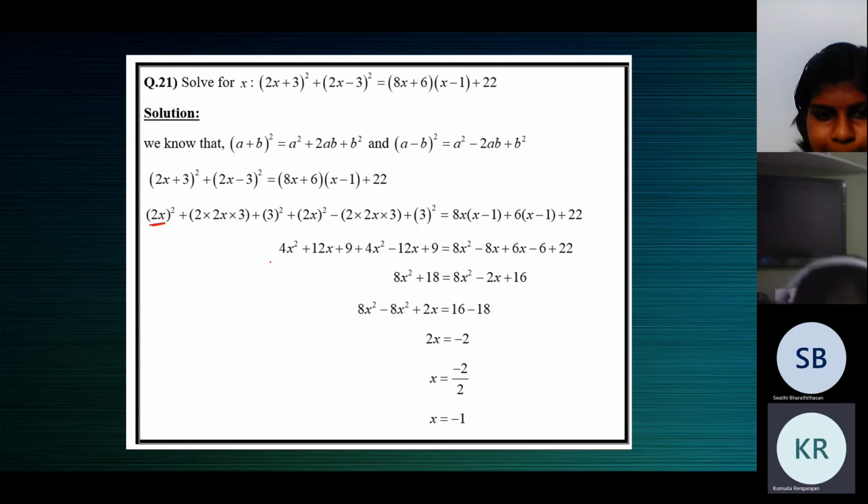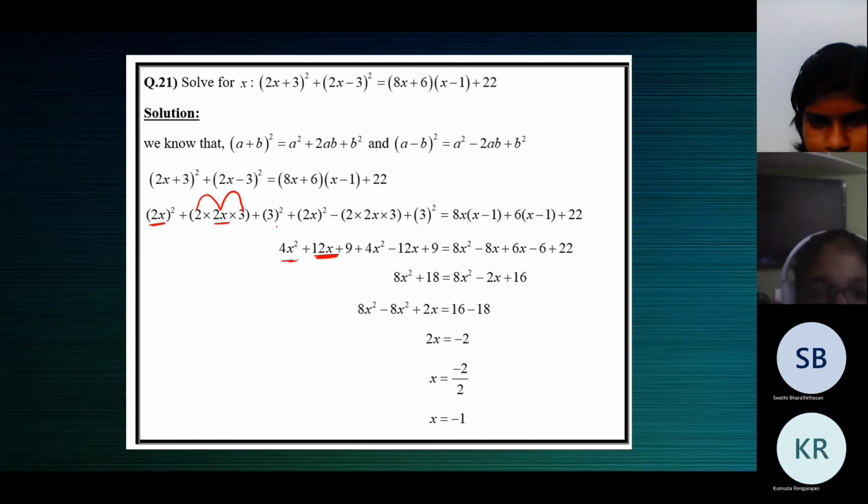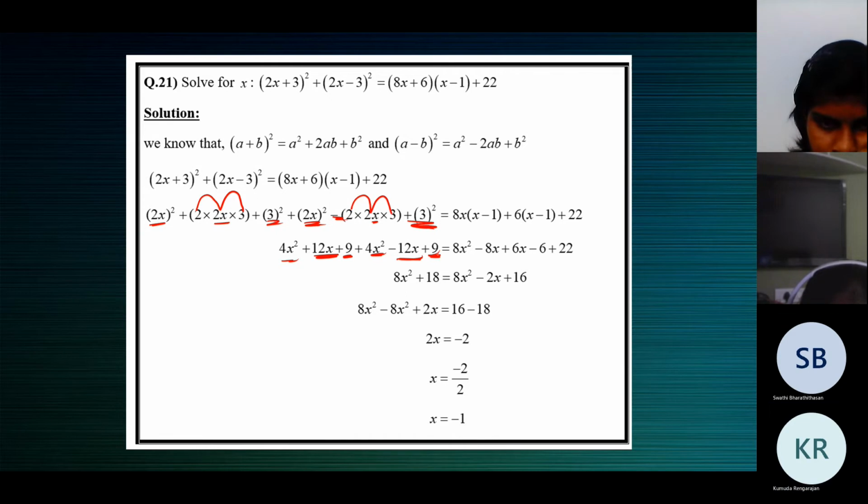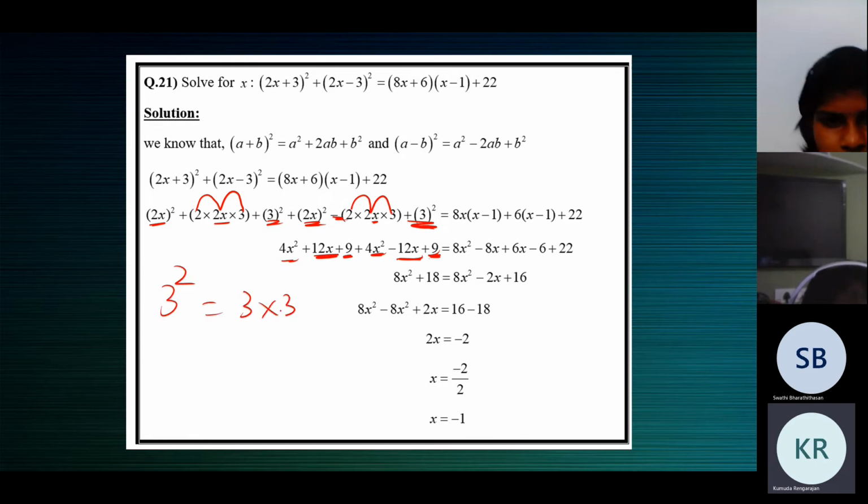So 2x into 2x is 4x squared. Then 2 into 3, sorry, 2 2s are 4, 4 3s are 12, 12x. 3 square is 9. (2x) the whole square is 4x squared. 2 2s are 4, 4 3s are 12x, so minus 12x. And 3 square, 3 into 3 is 9. 3 square is not 3 into 2. 3 square means multiply 3 with itself 2 times, 9.